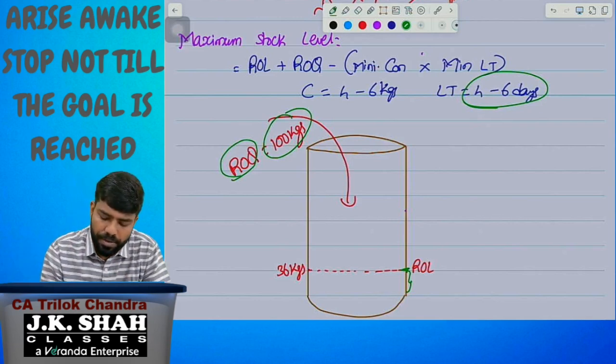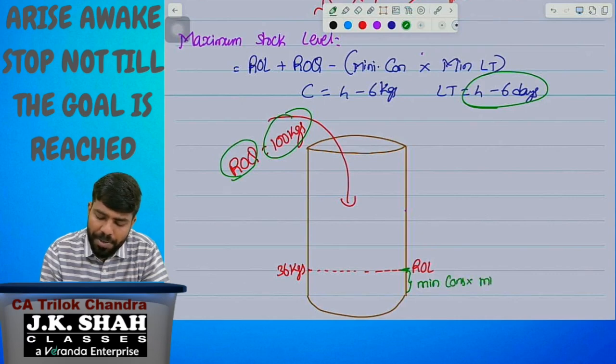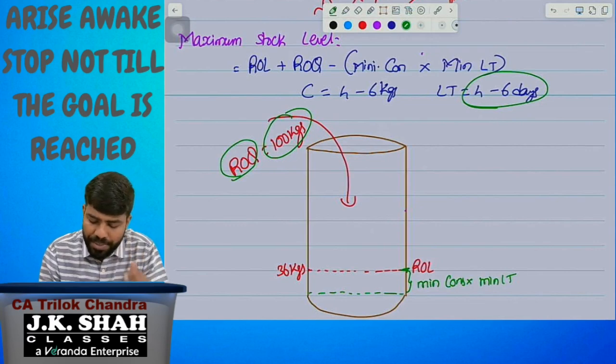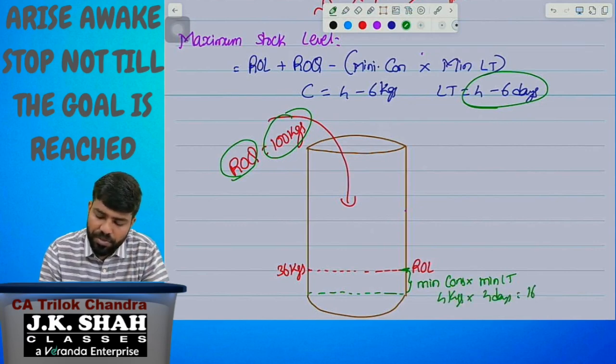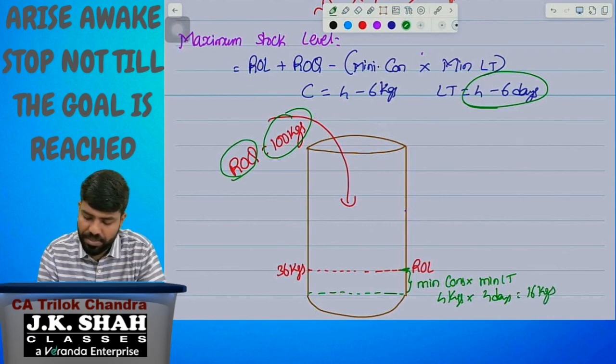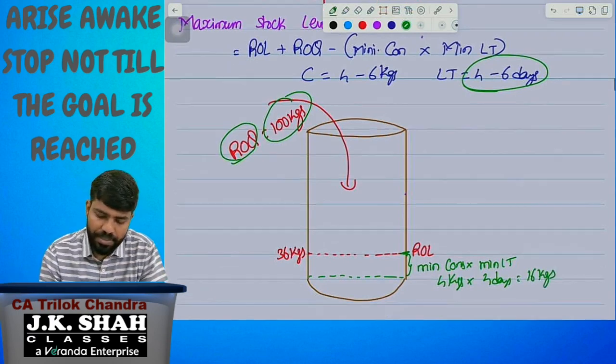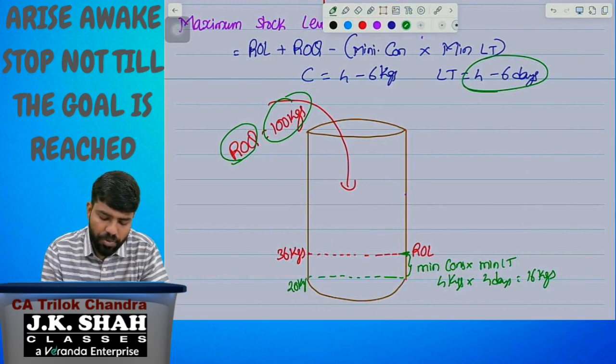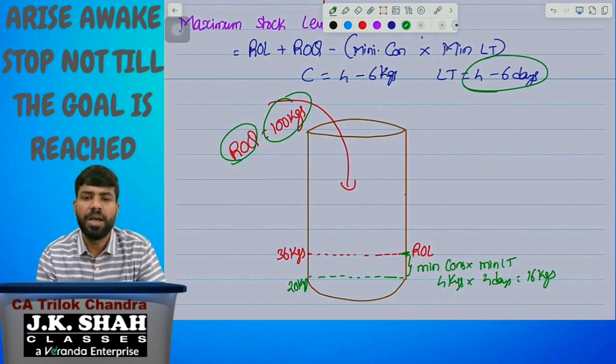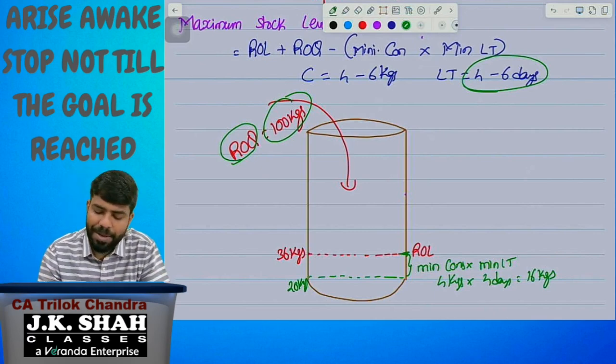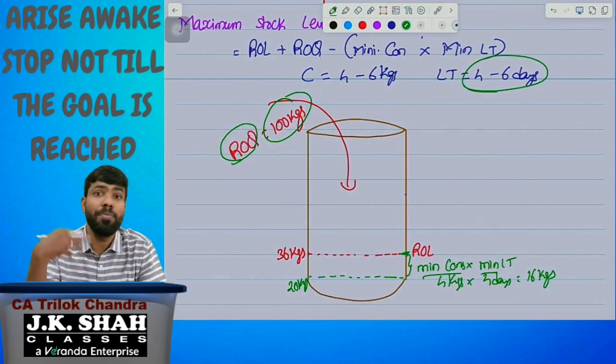Here, I am going to take minimum consumption into minimum lead time. Minimum consumption is 4 kgs, minimum lead time is 4 days, which equals 16 kgs. So out of 36 kgs, 16 kgs consumed, balance is 20 kgs. Are you understanding, all of you? Now, I'm taking minimum consumption and minimum lead time, but consumption can be more than that also.